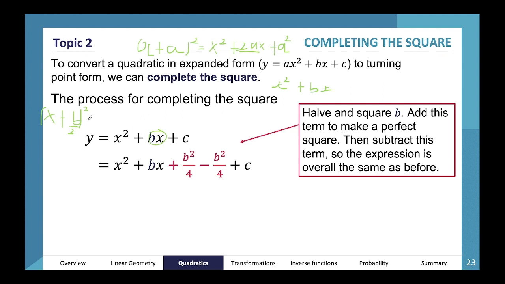Okay, so if I expand this, I'm going to get x squared plus 2 times b over 2, which is going to give me b times x, which is bx, and I'm going to get (b over 2) squared. What's (b over 2) squared? Well, b to the power 4, oh sorry, not b to the power 4, b squared divided by 4.